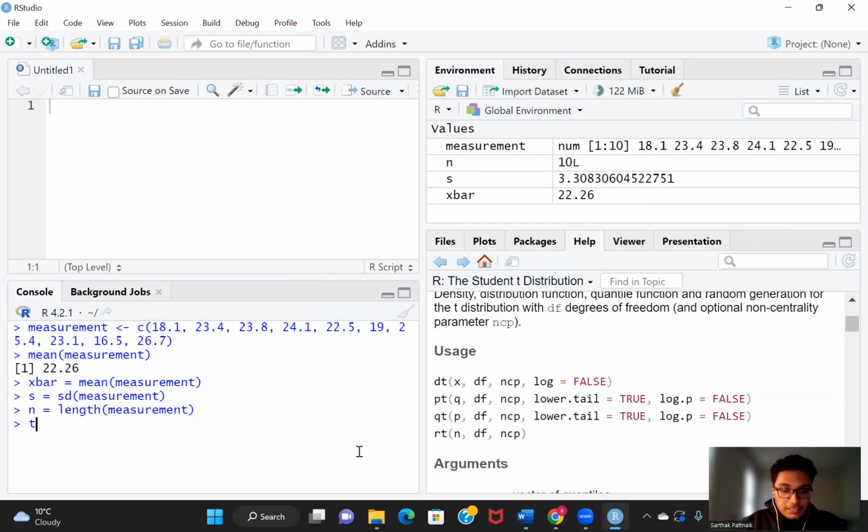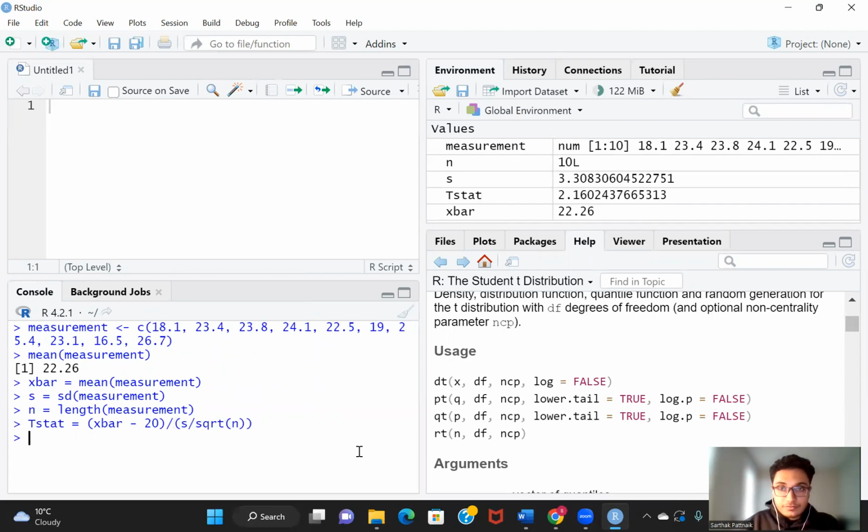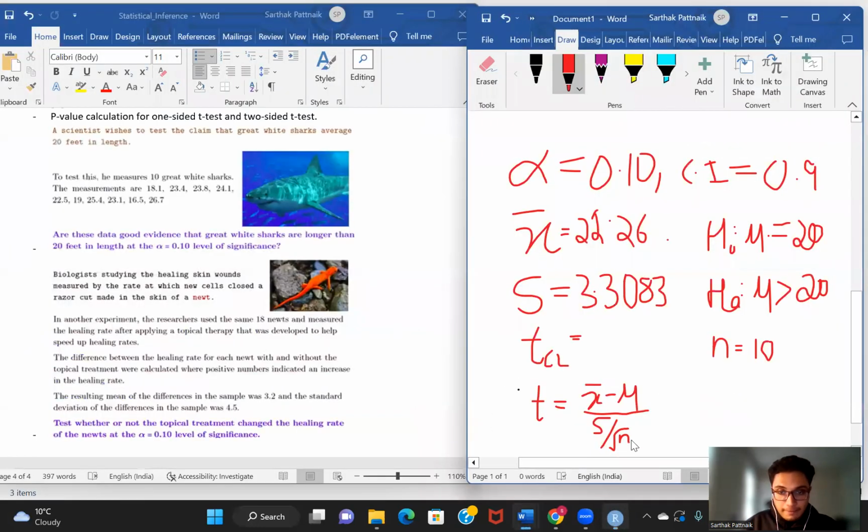So now t stat is going to be equal to x bar minus mu. Mu is 20 because that is the initial value at the null hypothesis. s divided by square root of n. I'm getting my t stat value as 2.160.